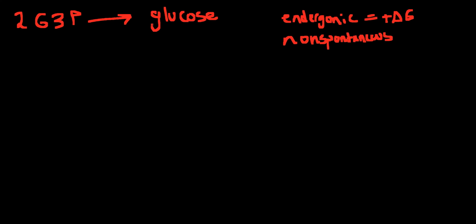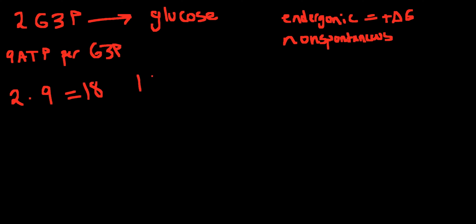So here we are investing energy. For every G3P that we're making here, every G3P costs 9 ATP. So 9 ATP per G3P. And we need 2 G3Ps to make 1 glucose. So if you need 2 G3Ps, that means 2 times 9 gives you 18. So you need 18 ATPs to make 1 glucose.